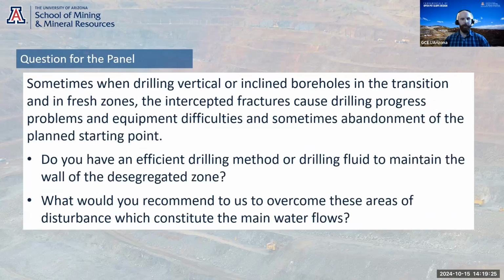This is also a two-part question. Sometimes when drilling vertical or inclined boreholes in the transition and fresh zones, the intercepted fractures cause drilling progress problems and equipment difficulties, and sometimes abandonment of the planned start point. Part 1, do you have an efficient drilling method or drilling fluid to maintain the wall of the desegregated zone? Part 2, what would you recommend to us to overcome these areas of disturbance, which constitute the main water flows? Again, I'll open this up to the panel.